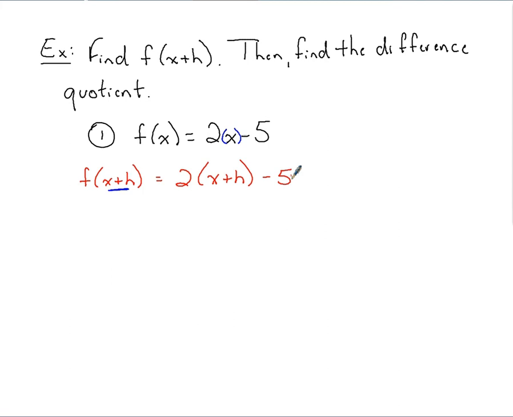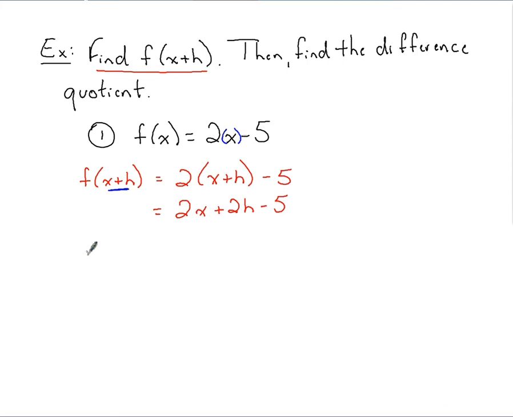And at this point, there's really not a whole lot extra we could do. I mean, we could distribute the 2 through, get 2x plus 2h minus 5. But then if we're looking to join like terms, we're disappointed because we can't go any further. But we've accomplished this piece of the directions. Now let's look at this difference quotient idea.